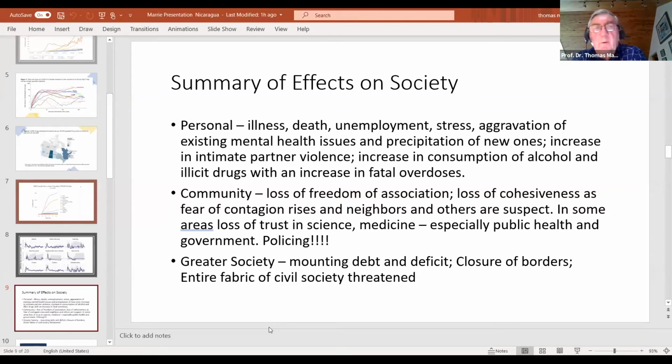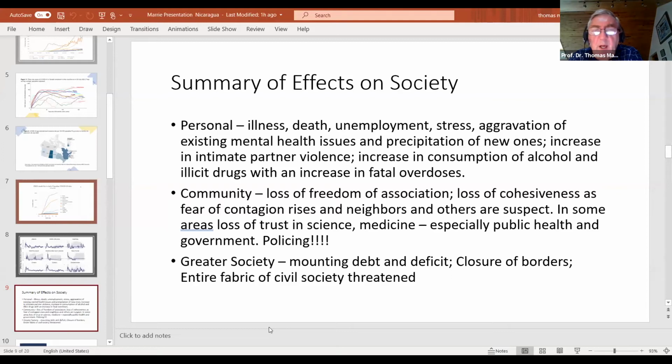These are all familiar to you, but there is a great difference between the personal effects and looking at the world epidemiologically. So illness and death, unemployment, when they strike you as an individual or a member of your family, the effects are much, much greater. Stress, aggravation of pre-existing mental health issues and precipitation of new ones, increase in intimate partner violence, increase in consumption of alcohol and illicit drugs, and also an increase in fatal overdoses.